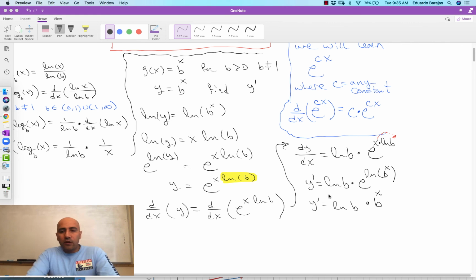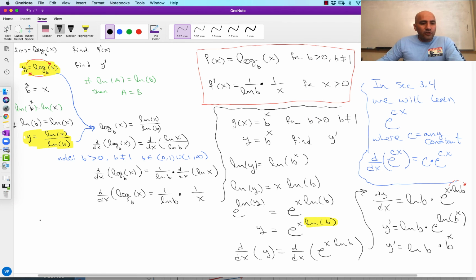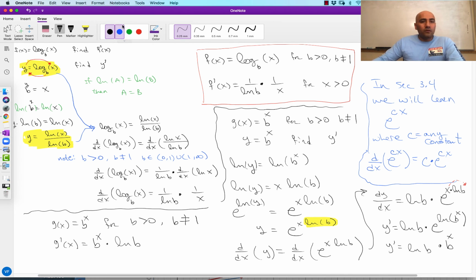Okay, so we figured out what we wanted. We found the derivative. Let's put it in a nice little box. So if some function g of x is given of the form b to the x power, for b being strictly greater than 0, but also b not being allowed to be 1, and we want to find the derivative, g prime of x, well, according to this whole work over here, it's equal to b to the x again times ln of b. So I'm just going to write it as b to the x power times ln of b. Good. Okay, so now we have the derivative of the more general form.